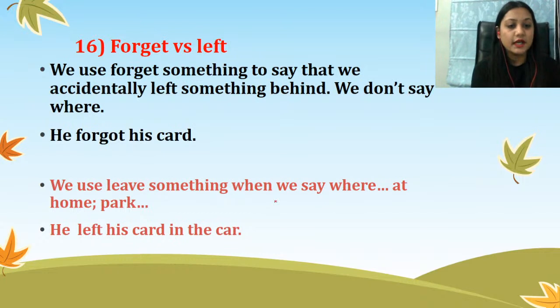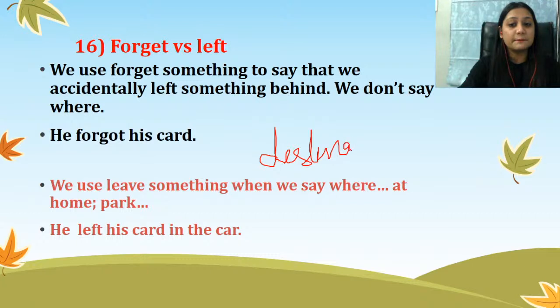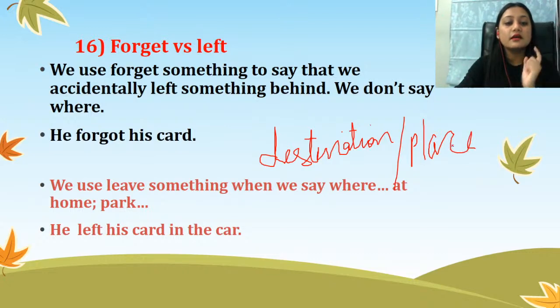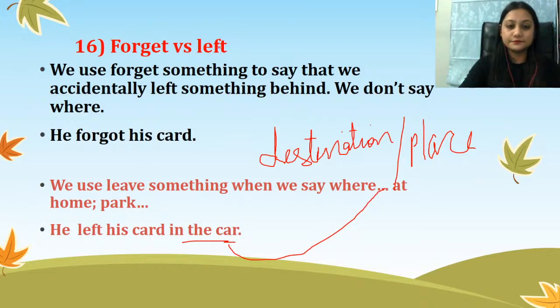Next is left. We use leave something when we say where. I mean, you're simply telling that okay, I've left it here. So you are disclosing the place, the destination maybe, that okay, I have left it there. In that scenario, you are going to use left. He left his card in his car. Herein we have no information about where he forgot his card, but here he left his card in the car, so we know the place. That is why we are supposed to use left here.